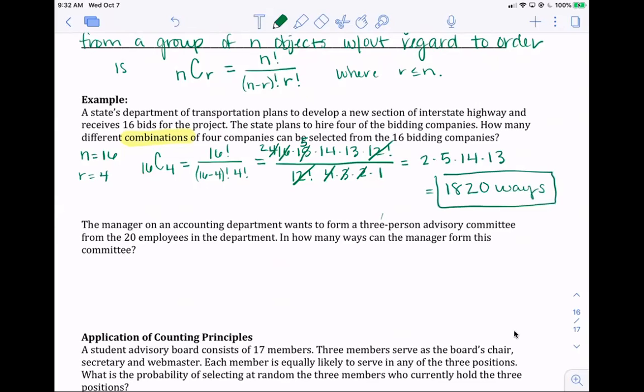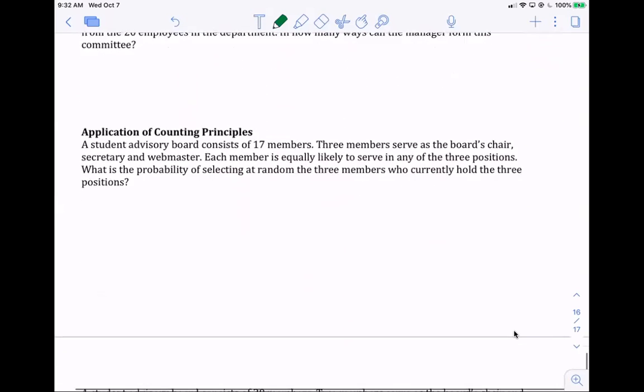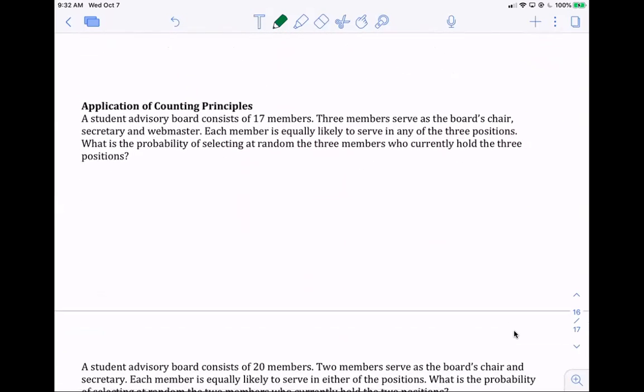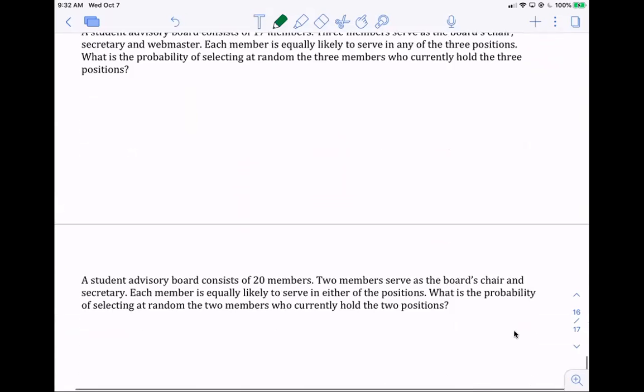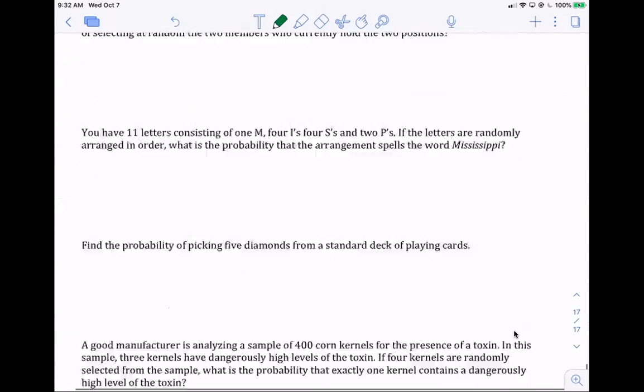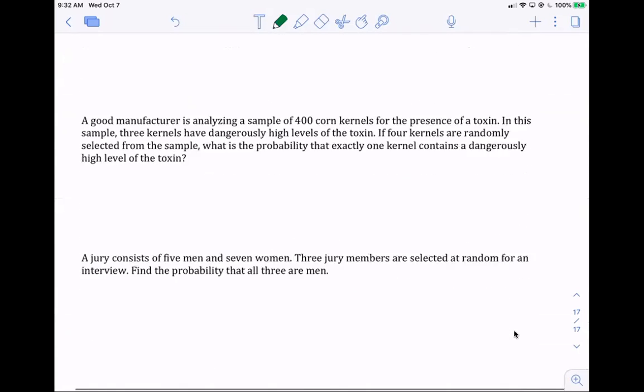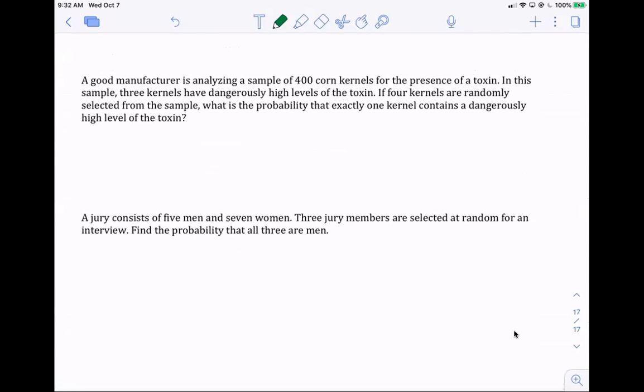Okay. We're going to save the second example for in class tomorrow. And same as our application. We're going to wait and save the rest of these examples for class, after I show you how to use everything in our calculator, just to make things go a little simpler.